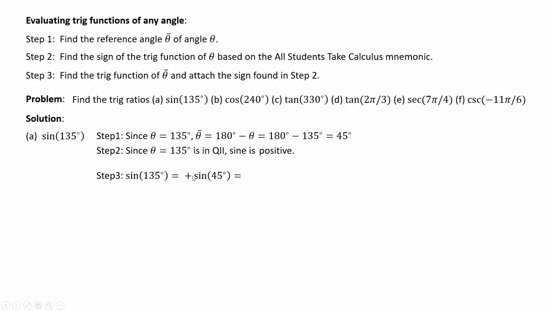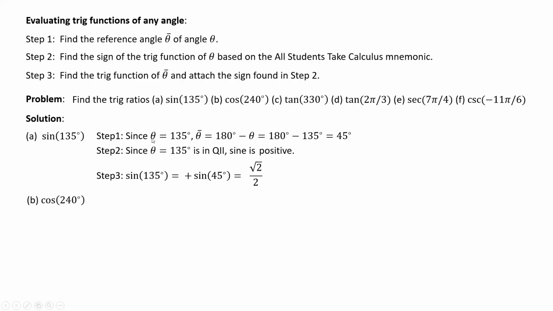Sine 45, what is sine 45? My hope is you have that table memorized. Sine 45 is square root of 2 over 2. That's the answer. Done. Cool. Let's pick cosine of 240.